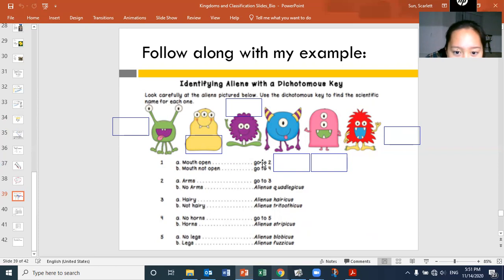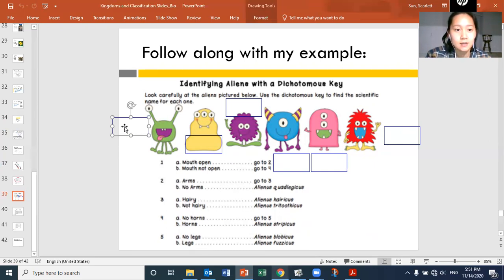So his mouth is open, go to step 2. And then he has no arms, so he has a name. That's my bad. So that's an example of what not to do. So for number 1, it says mouth open, go to 2. And then are there arms? No. So no arms means that the name is Alien quadlegicus. So we're going to actually write that here. Alienus quadlegicus. And then you would actually be able to cross this out once you were done because you would have already used the name, which is pretty cool.